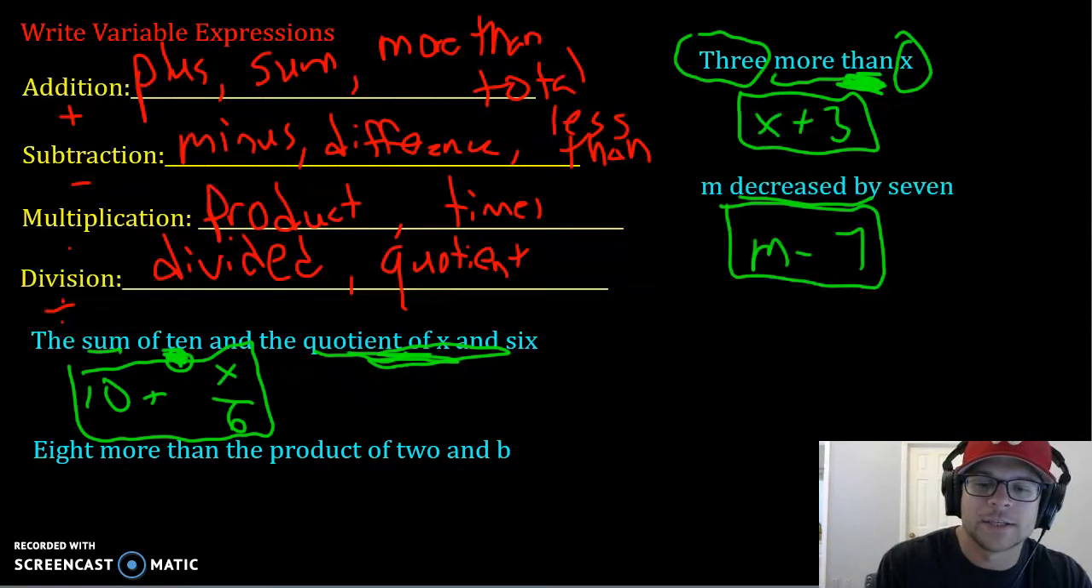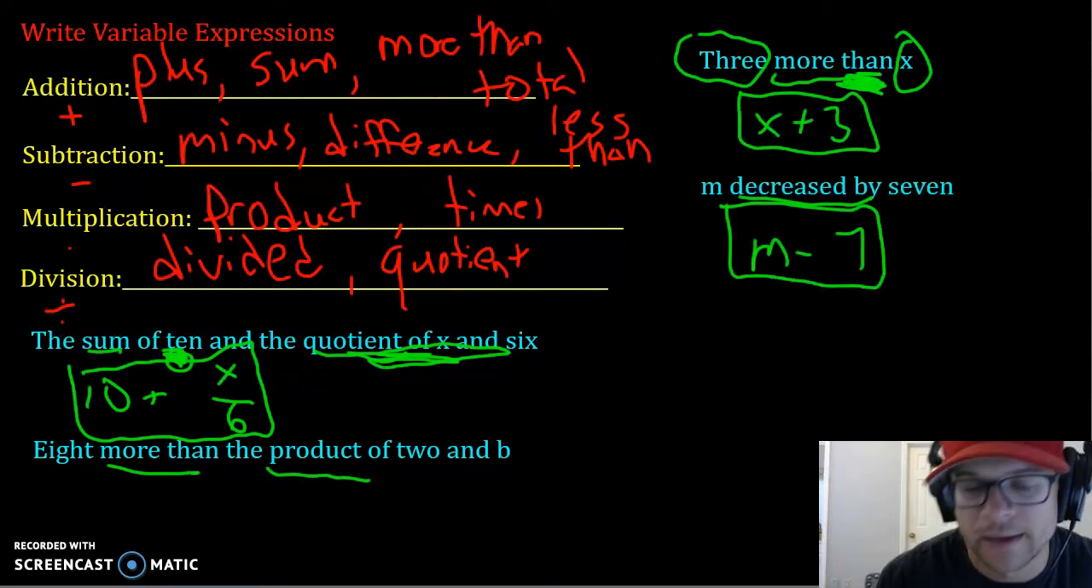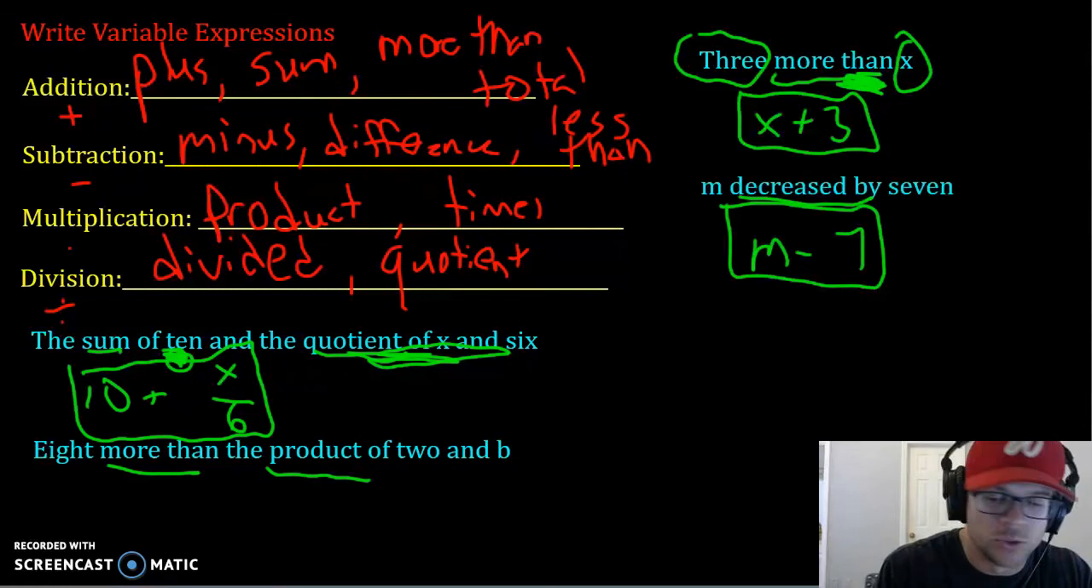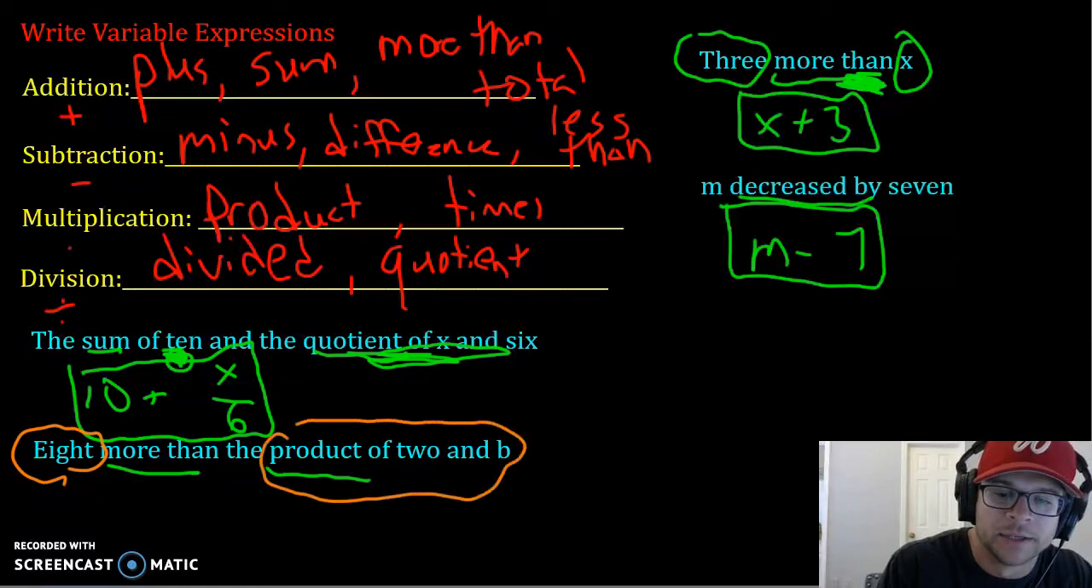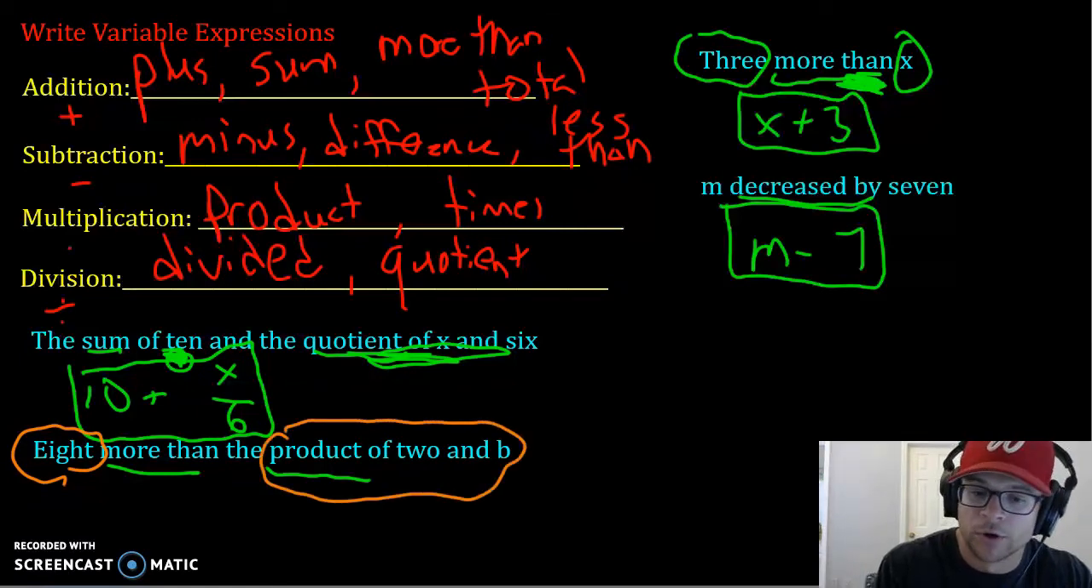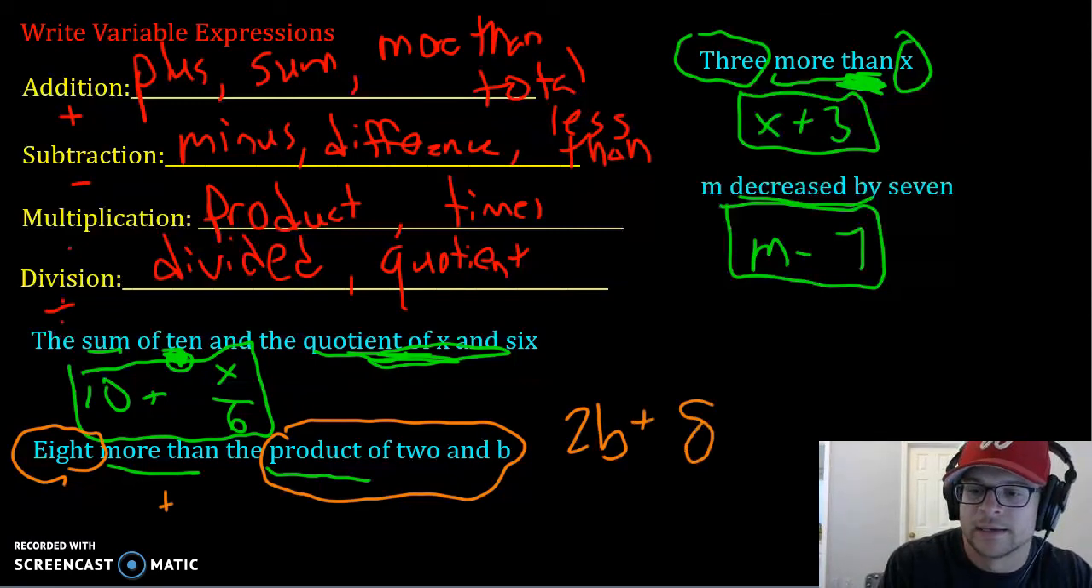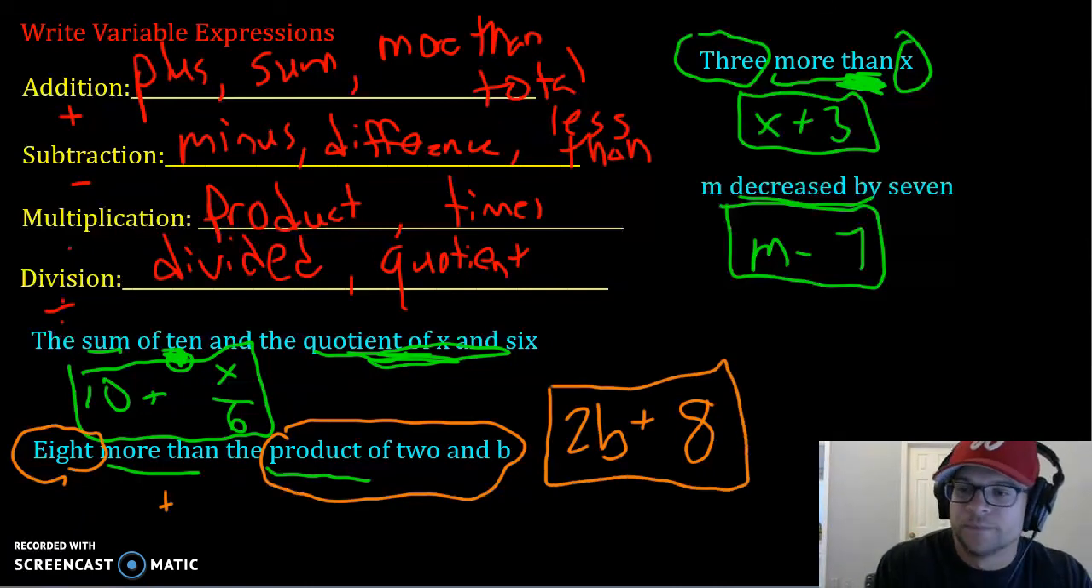All right, then the last one: 8 more than the product of 2 and b. More than tells you to add, product tells you to multiply. And again, more than means you are going to be switching the order of these two things. So the things you're switching are 8 and the product of this entire thing. So what we're going to write first is the product of 2 and b. Then we're going to use our addition symbol for more than. Then we're going to add 8 to that entire number. So the word than tells you to switch the order of the things.